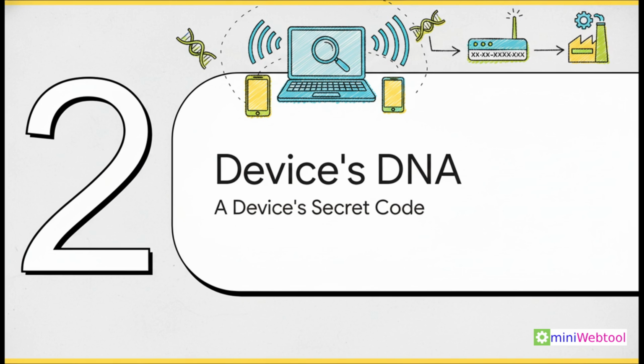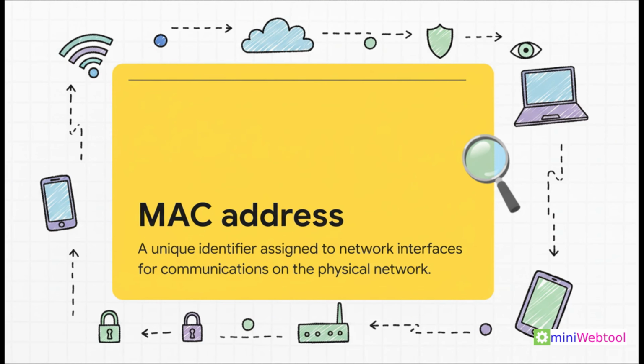Well, it turns out every single device that connects to a network has its own secret code, a totally unique identifier that tells the story. And that code, that's our key. This secret code has a name. It's called a MAC address. The simplest way to think about it is like a permanent serial number that's burned into the network hardware at the factory. It's like a fingerprint. No two devices on the entire planet have the same one.